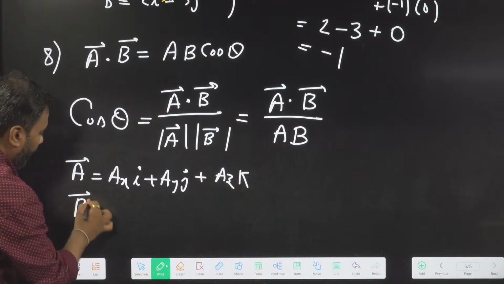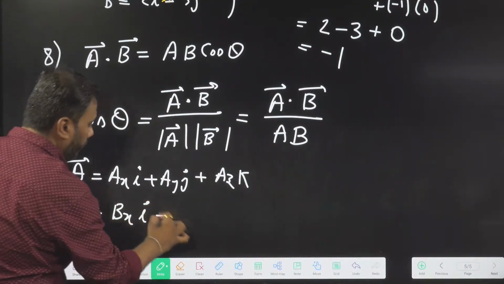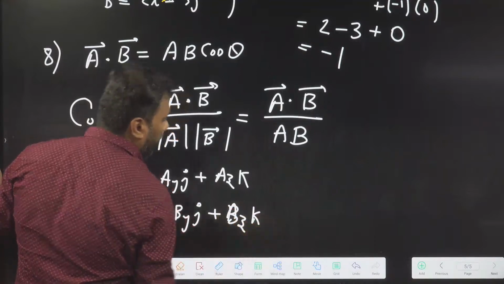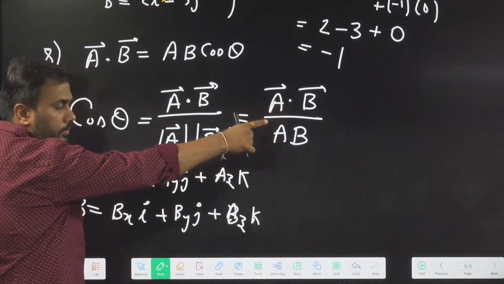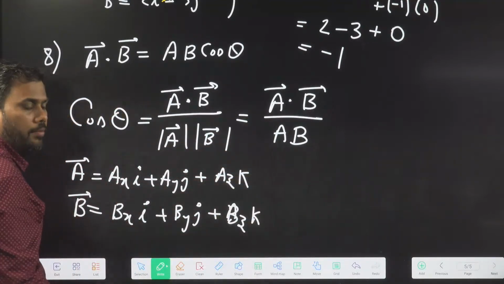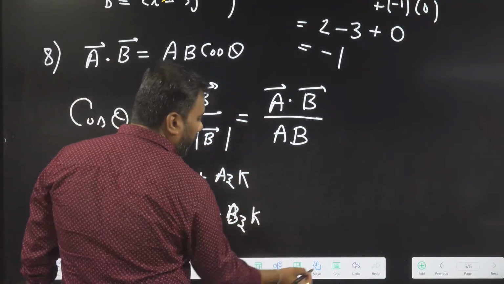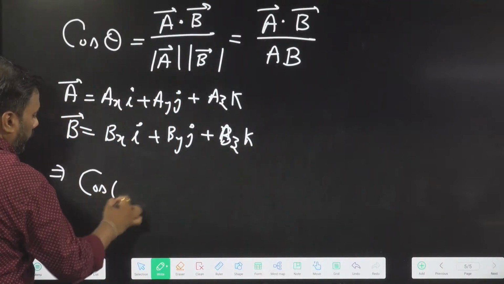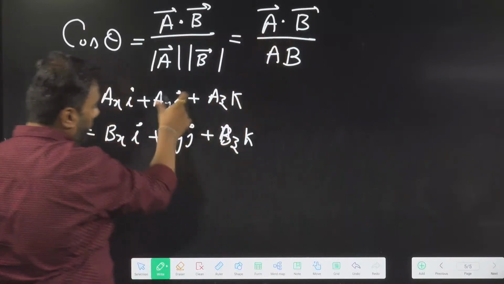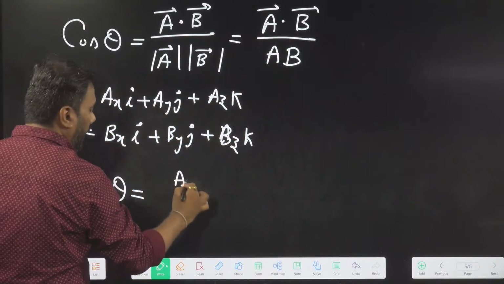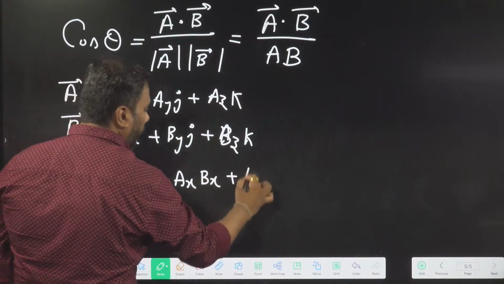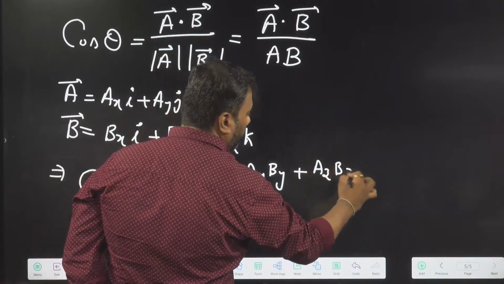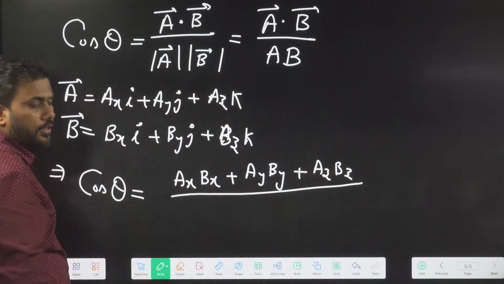And they will also give you B vector in component format, Bx i cap, By j cap, Bz k cap. Then I can get the dot product and divide by the magnitudes of vectors A and B. I will note the cos of the angle between them. Then cos theta will be A dot B. What is A dot B here? A dot B is Ax Bx, Ay By, Az Bz.